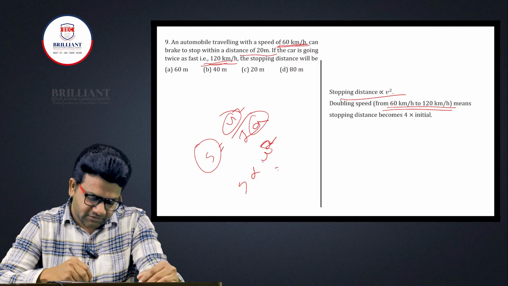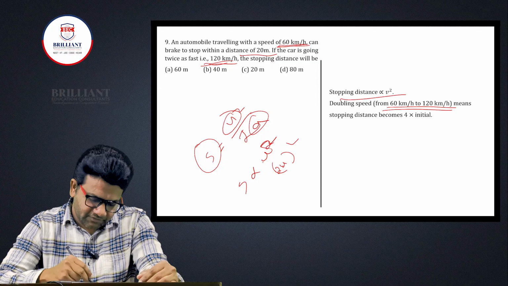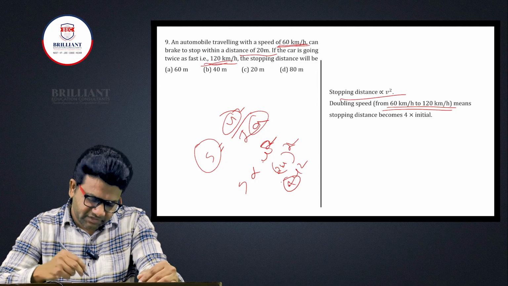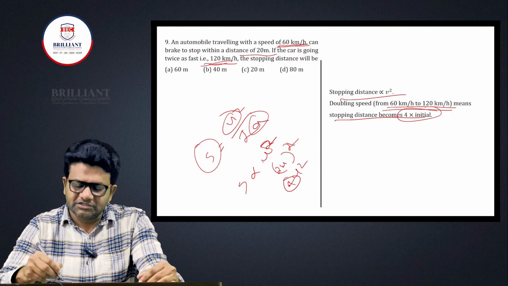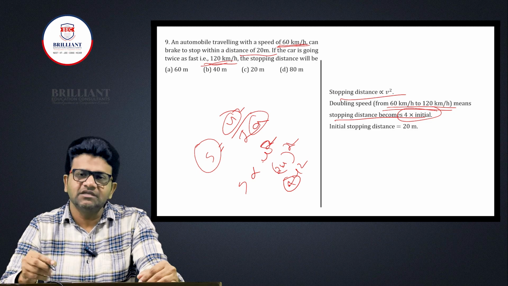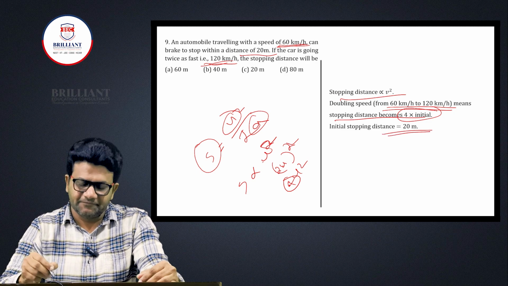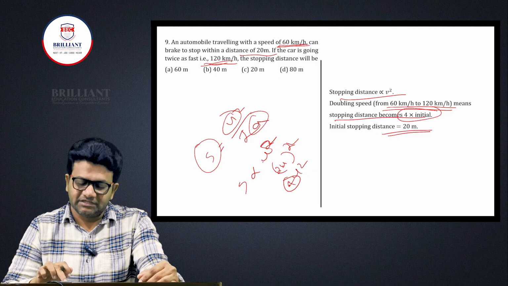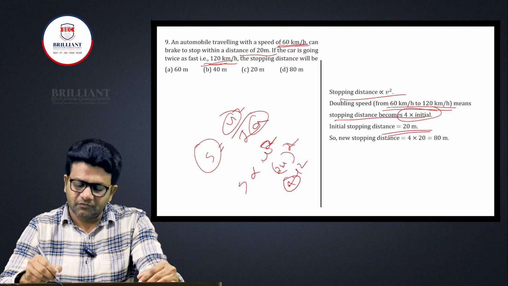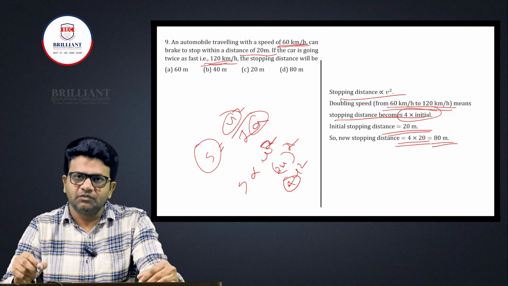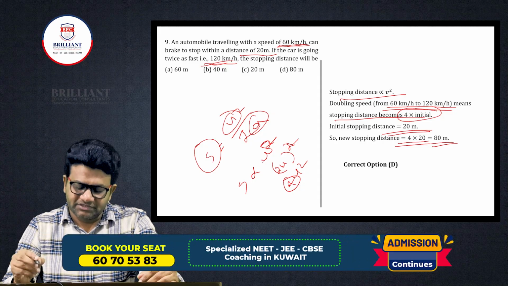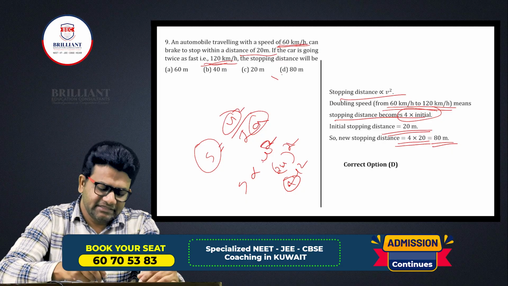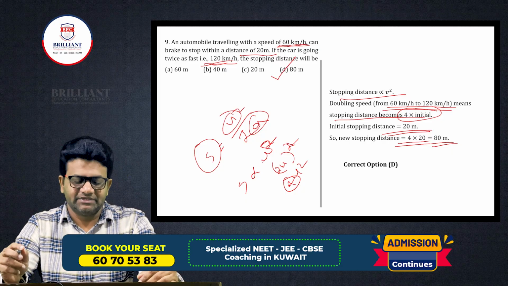So what happens is (2u) the whole square, which is equal to 4u square. So it becomes 4 times. So the stopping distance becomes 4 into the initial value. The initial stopping distance is 20, so 4 into 20 is equal to 80 meters. That is the answer, 80 meters. Option D is the correct option, that is 80 meters.